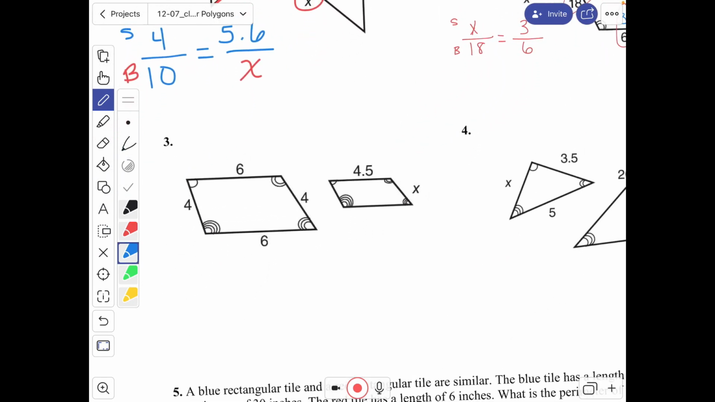Let's practice lining those up again. So I'm going to take the numbers from the little one and I'm going to put them on the inside of the big shape. That looks like it will go here. And the 4.5 goes with the 6. So that didn't give me as many options. These are the fractions I have to use. So little shape on top, big shape on bottom. Little shape on top, big shape on bottom.